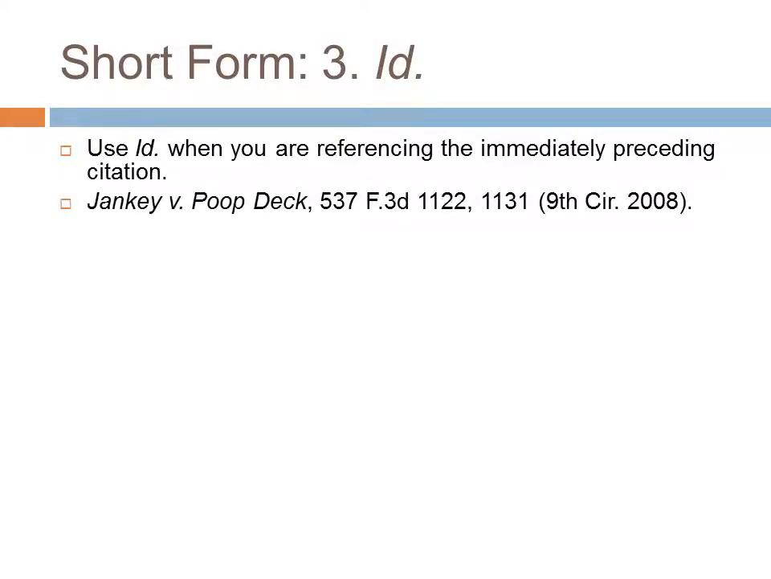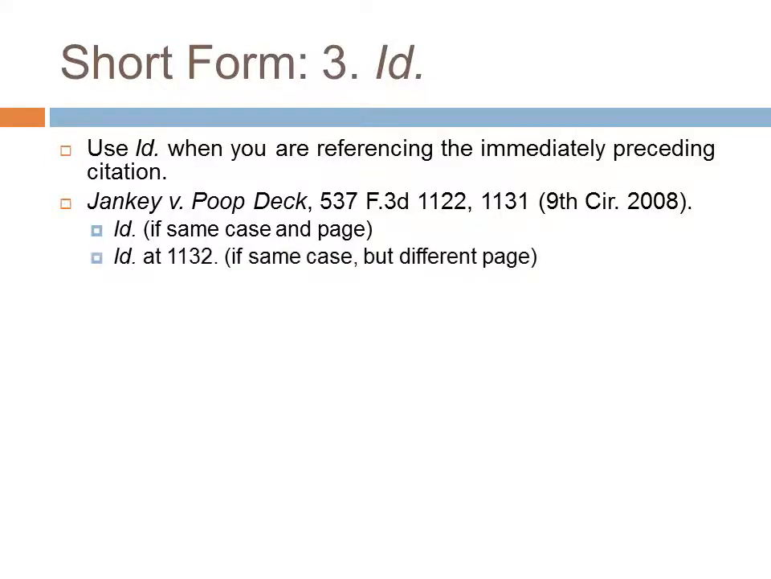Now, let's pretend that we're writing a memo and we bring up the case Janky v. Poop Deck for the first time and provide a full cite. If we refer to it again in the immediately following sentence, and we're referring to the same page number, you just put id. If you're referring to the same case, Janky, but a different page of that case, you write id at and write the page number. You can even use id multiple times in a row, but only if there are no interceding citations to other cases.